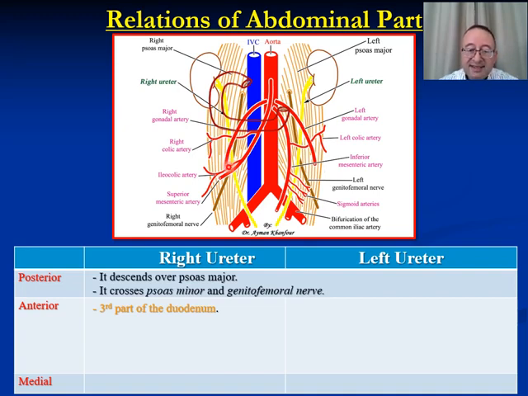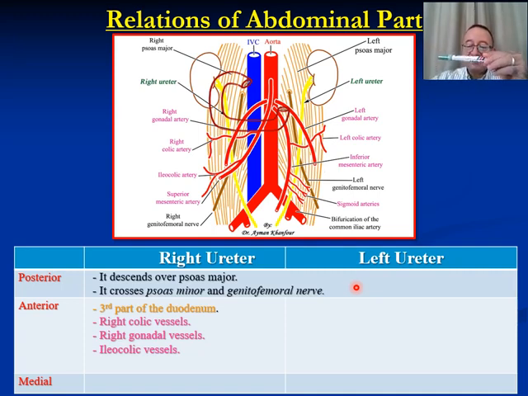What else? The remaining are a group of arteries that arise from the abdominal aorta, which are the right colic artery, right gonadal artery, and iliocolic artery. What is remaining? We have a fold of peritoneum. What's meant by a fold of peritoneum? If this is a part of the intestine, it is enclosed in a double layer of peritoneum like this.